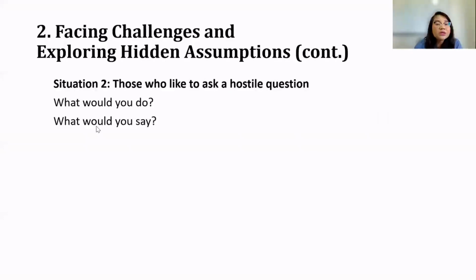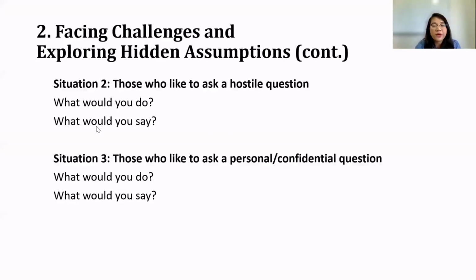Situation number 2, those who like to ask a hostile question. Well, no one will expect or want to face this kind of question, but we cannot control our students, right? They may come up with a hostile question. So if you are really facing this kind of situation, what do you think you would do and you would say? That's situation number 2. And then situation number 3, those who like to ask a personal or confidential question.